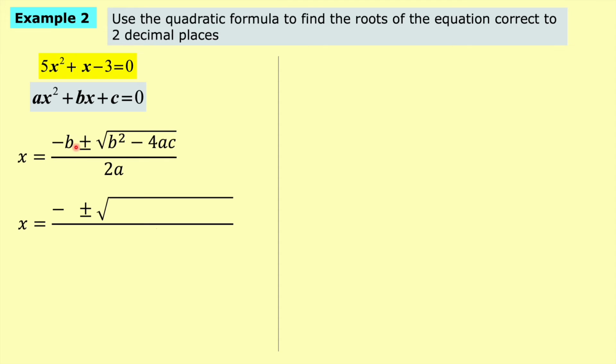So we have b is equal to 1, and underneath we've got plus and minus, and underneath our square root we've got b squared, so that's 1 squared, subtract 4 times a, so that's subtract 4 times 5, and times it by c, and c, remember, is -3. And then that is all over, so everything, including that -1 at the start, that's all over 2 times a, so that's 2 times 5.